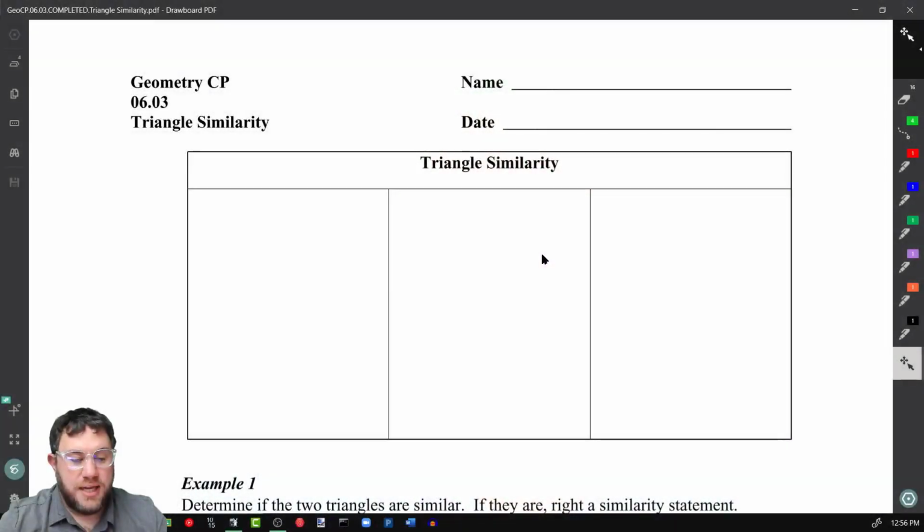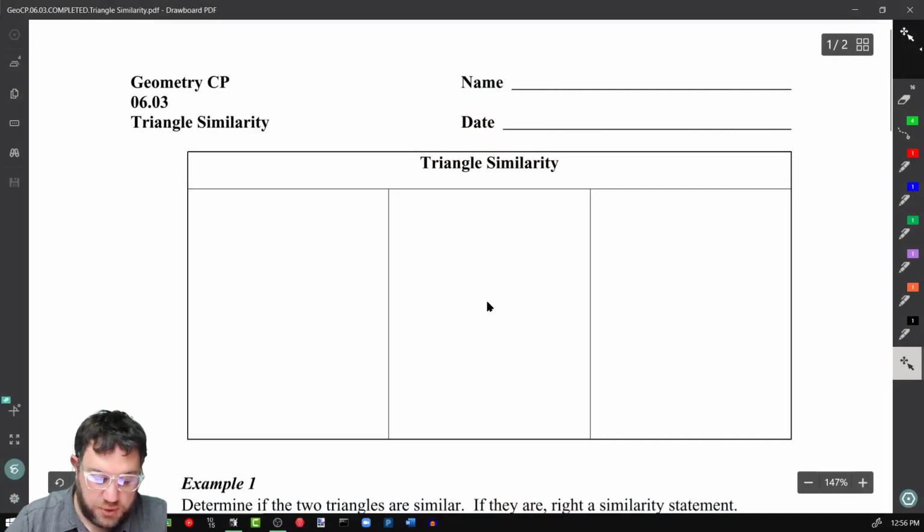Today we are going to look at triangle similarity. Last time we looked at similar figures in general, but with triangles there's some more specific ways we have to prove that two triangles are similar. We don't have to show all the angles are congruent and all the sides are proportional. Just like with congruent triangles, we had some shortcuts. Instead of showing all 6 items, with similar triangles we have some shortcuts. So let's go ahead and jump into these shortcuts.